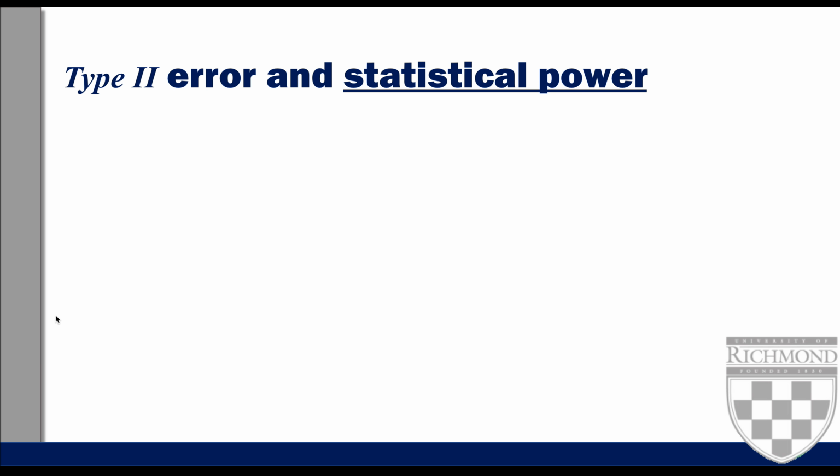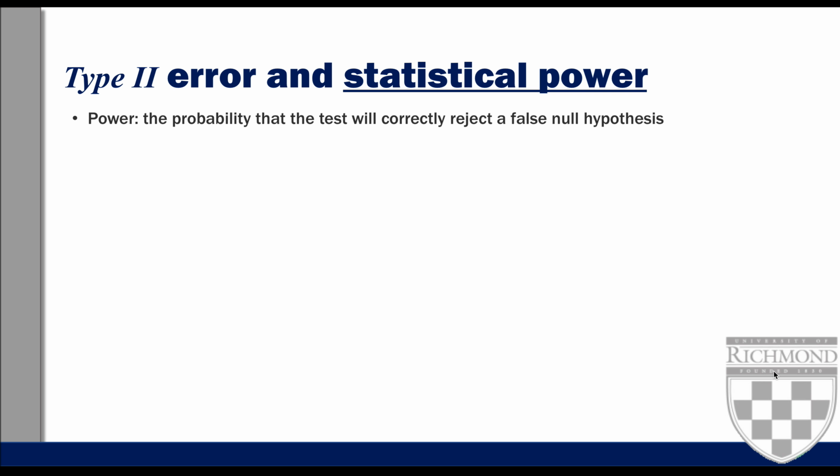But let's leave it at this. Type 2 error involves something that we call statistical power. What power refers to is the probability that the statistical test that we're using will correctly reject a false null hypothesis. In other words, make the right decision about the null hypothesis. So power is essentially a probability statement, but it's not easily calculated the way we did with type 1.